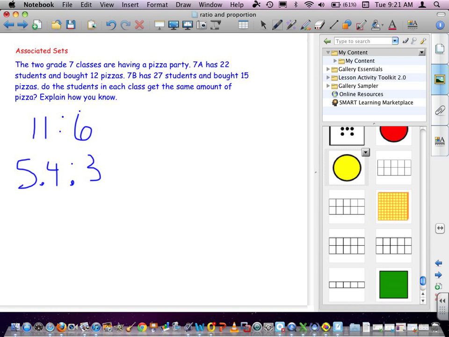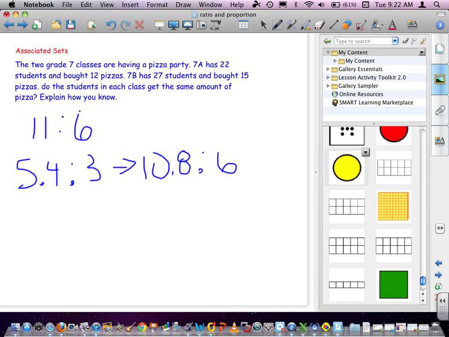If I double the bottom one, everything will be out of 6. And then I'll have a good idea. Okay, so what do you have then, Dennis? I have 10.8 to 6. Okay, so he has 11 is to 6, as 10.8 is to 6.